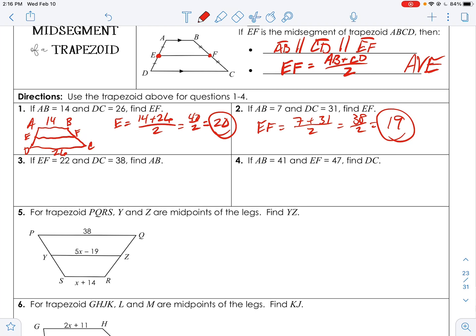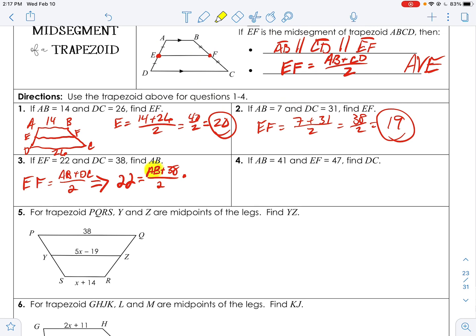Easy peasy. Now, be careful. They may not give you the top and the bottom. Maybe they give you the middle and one of the pieces, and you have to plug in the parts of the puzzle. So remember that EF equals AB plus DC over 2. So they gave us EF, 22, is equal to, they gave us DC, we don't have AB, plus 38 divided by 2. Well, start to work and get the AB part.